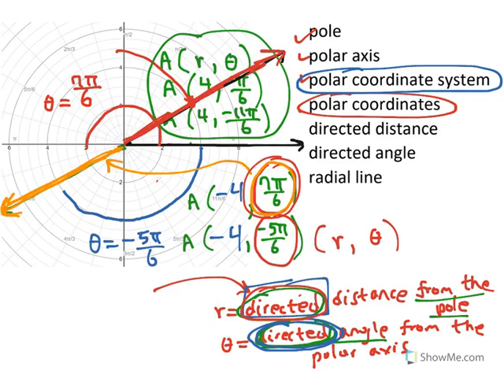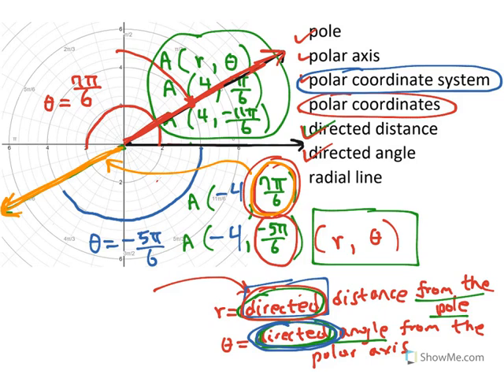So we have looked at the pole, the polar axis, the polar coordinate system. Polar coordinates are r, theta. And we've talked about what r and theta represent. R represents the directed distance of a point from the pole, and theta represents the directed angle of a radial line with respect to the polar axis.